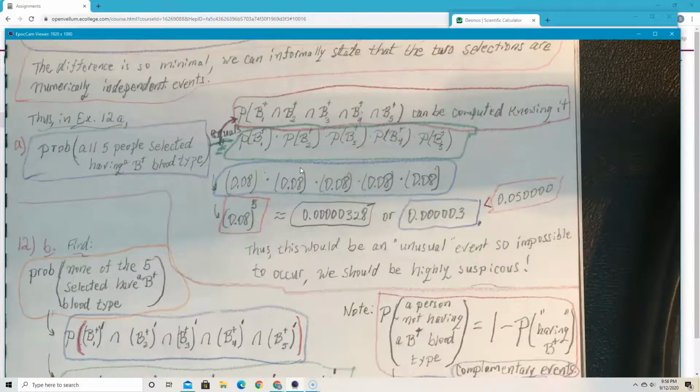Or we could think, because this should really not happen, the probability of it happening is so incredibly small, I choose not to believe that it's a statistical miracle, and instead believe that we really didn't pick these people randomly, or the testing of the blood type was done in error. Something of that effect. Anyway. Okay.